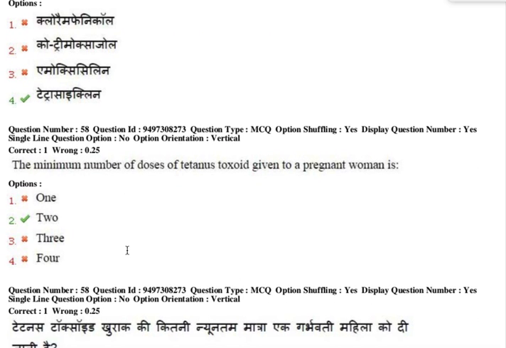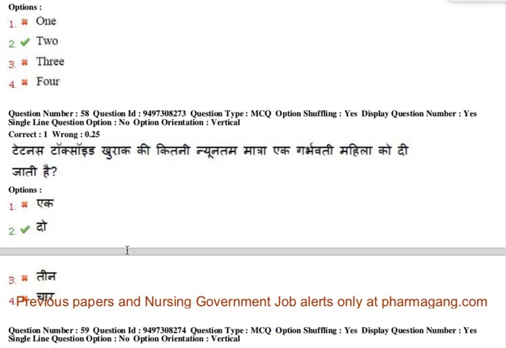Next question. The minimum number of doses of tetanus toxoid given to a pregnant woman is... Right answer is second. Two doses is the minimum number of doses of tetanus toxoid, or TT, that is provided for a pregnant woman.